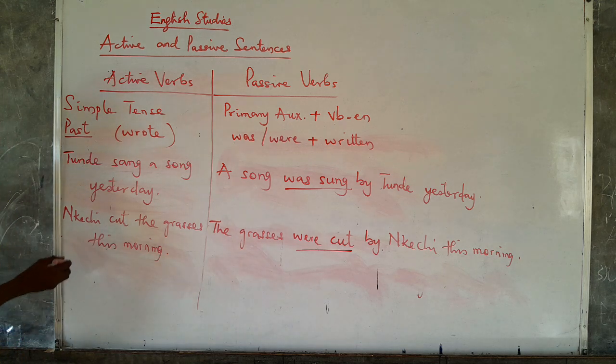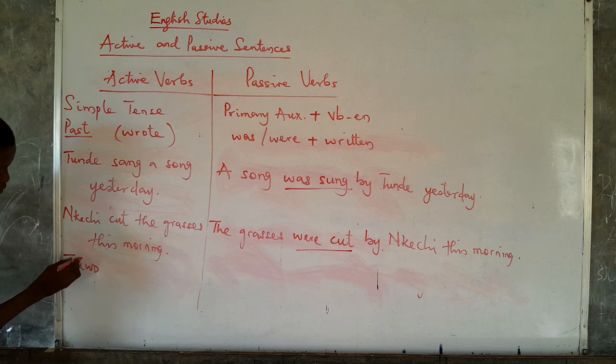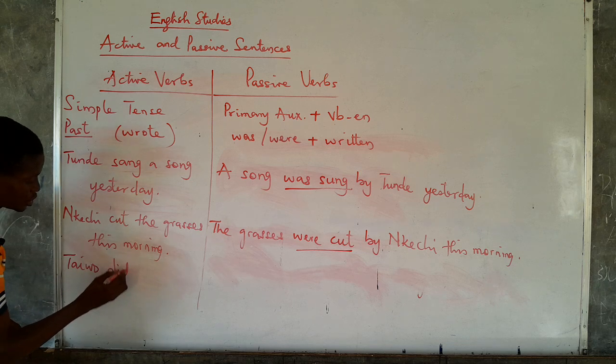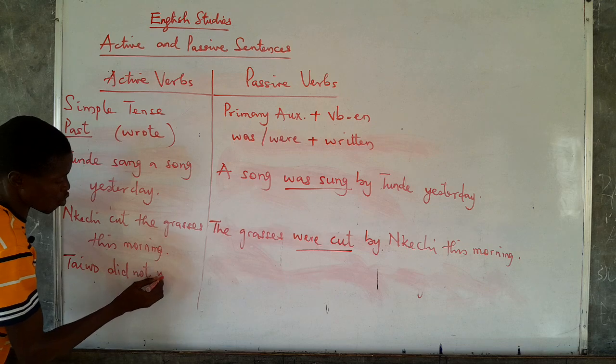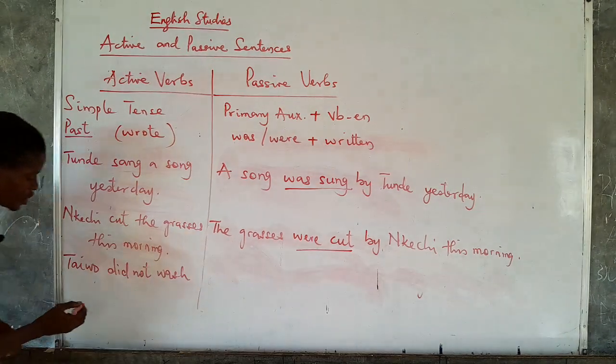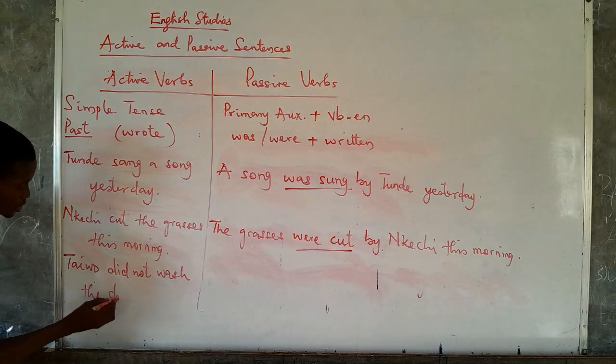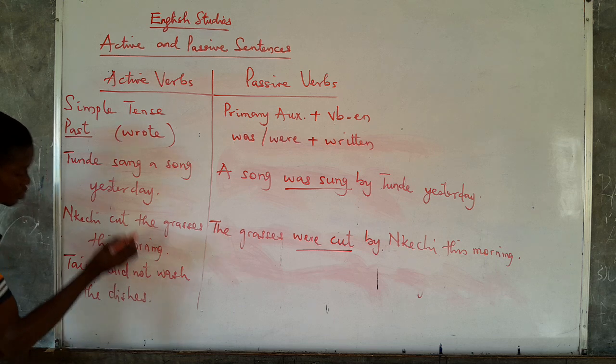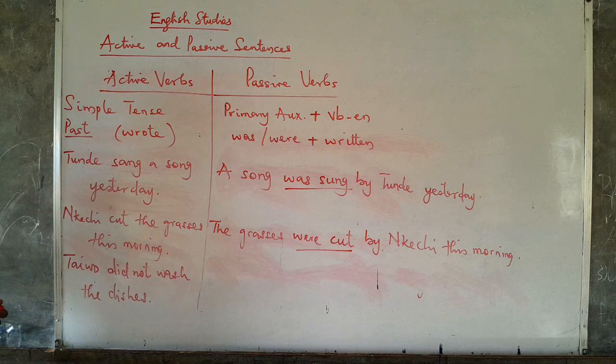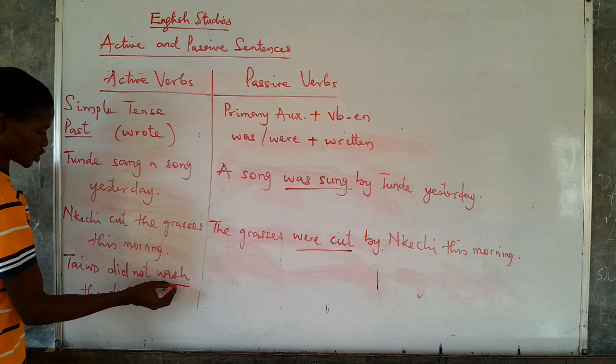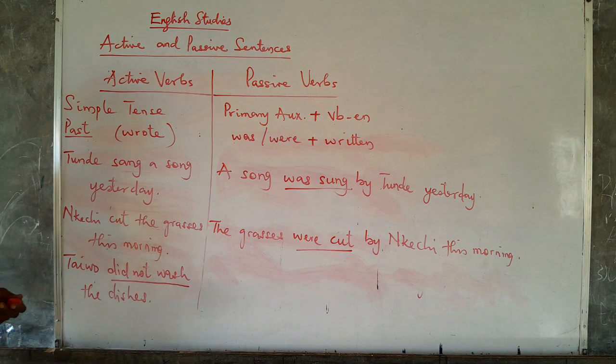Now we have Taiwo did not wash the dishes. Taiwo did not wash the dishes. Let's take a good look at this. Did not wash happens to be our verb. How do we convert this to passive? Do not be confused because this will be wash. It has to be washed.